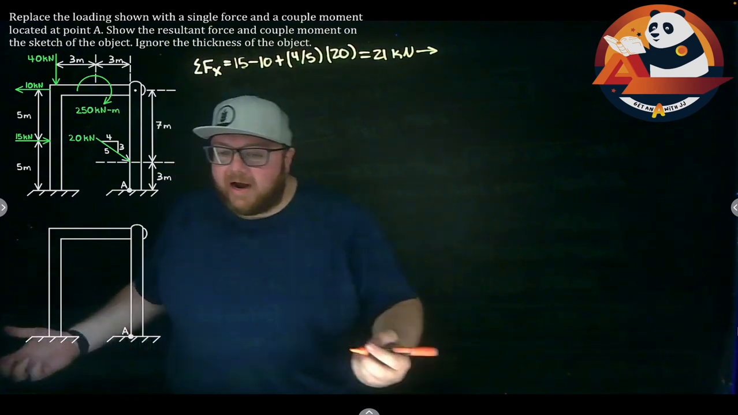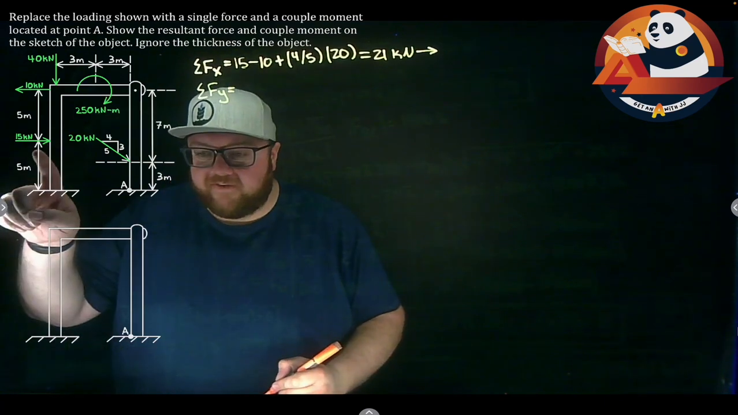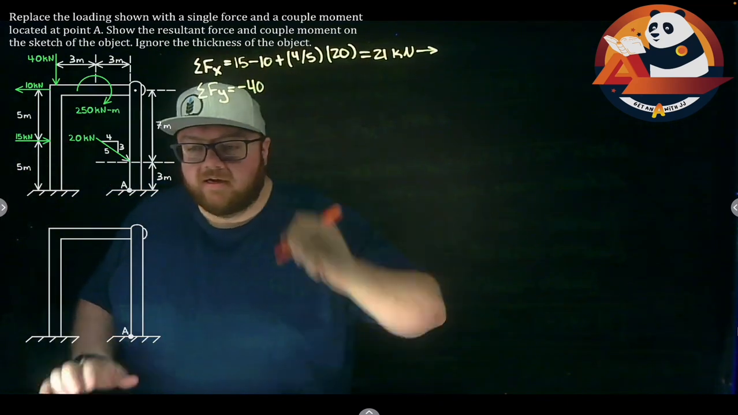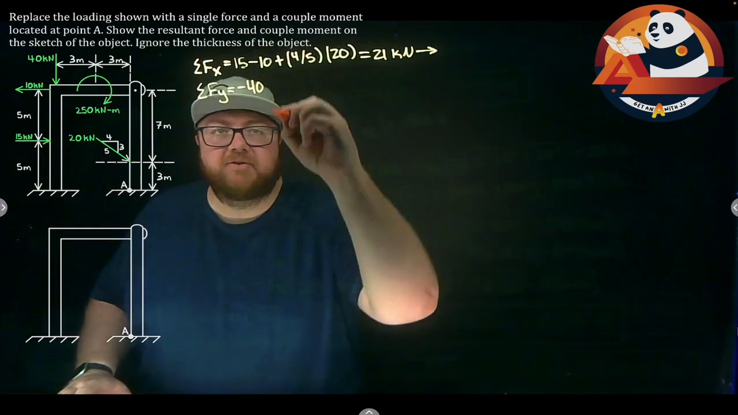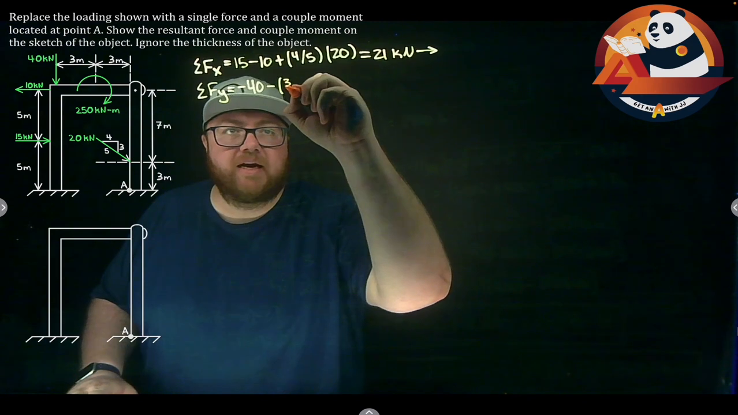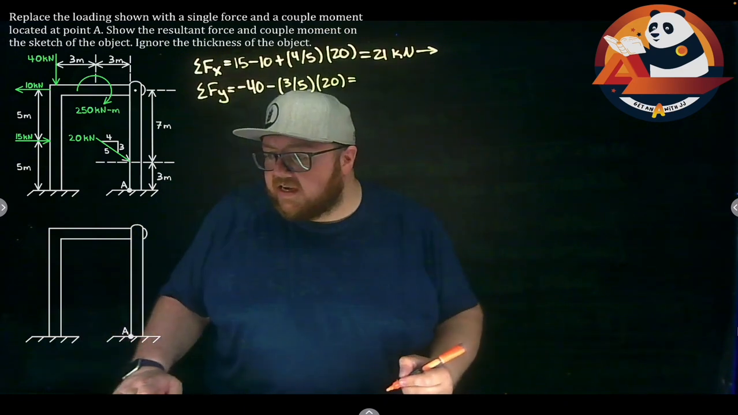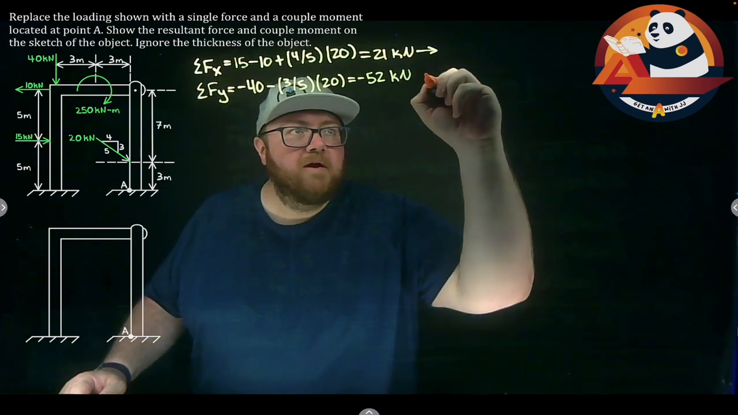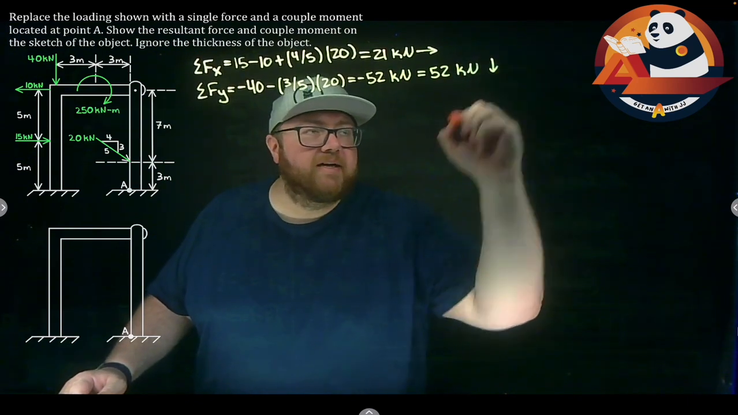I can then sum forces in the y direction. If I sum up my forces in the y, I have, well, 15 and 10 are only in the x. My 40 is going down, so negative 40. My moment isn't a force, so I leave it off. I have a y component of this force, the 20 kilonewtons. It points downwards, so I will subtract it, minus the y leg of my triangle, 3, divided by the hypotenuse, 5, times our force, 20. This is going to get us negative 52 kilonewtons, which is the same thing as saying that's 52 kilonewtons going straight down.